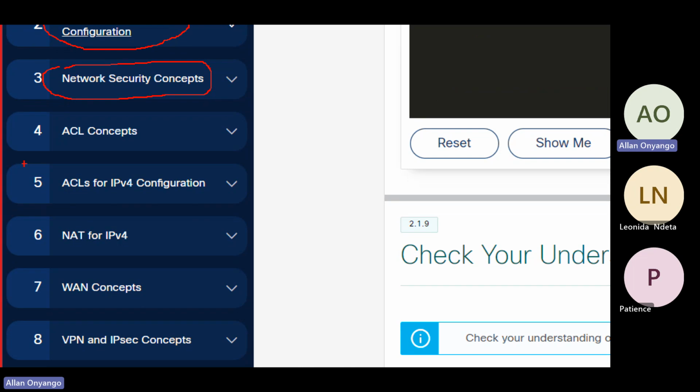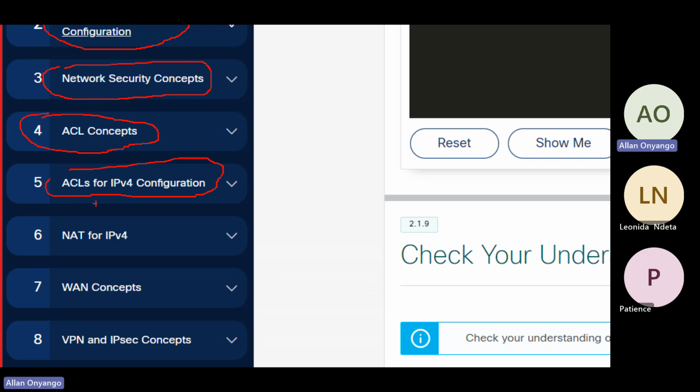Then, as part of security, in chapter 4, we'll configure access control lists. An access control list is basically a way of making the router work as a firewall by configuring statements to permit and deny packets. Then we'll configure the ACLs in chapter 5.